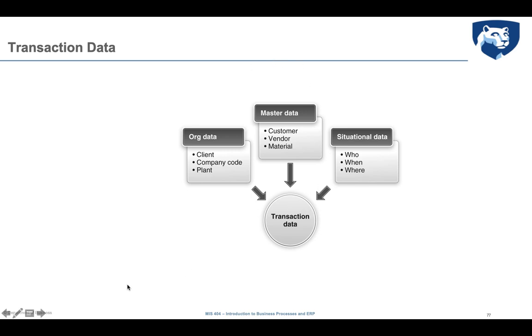Transaction data, again, as I told you, are documents that include organizational data, master data, and situational data. Who, when, and where, and customer, vendor, and material, and client, company code, and client. So these are, let's say, linked to all the previous types of data that we covered before.